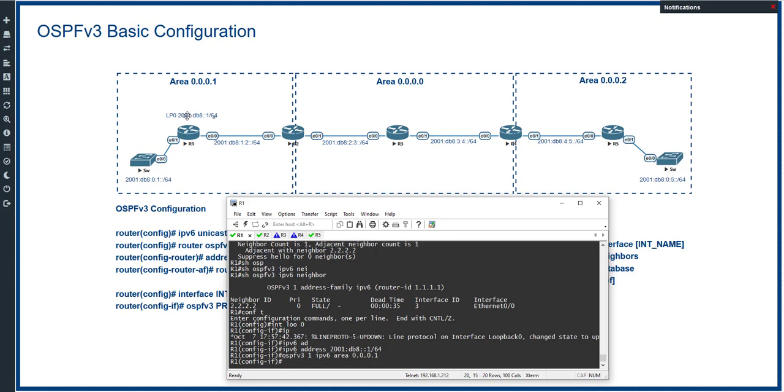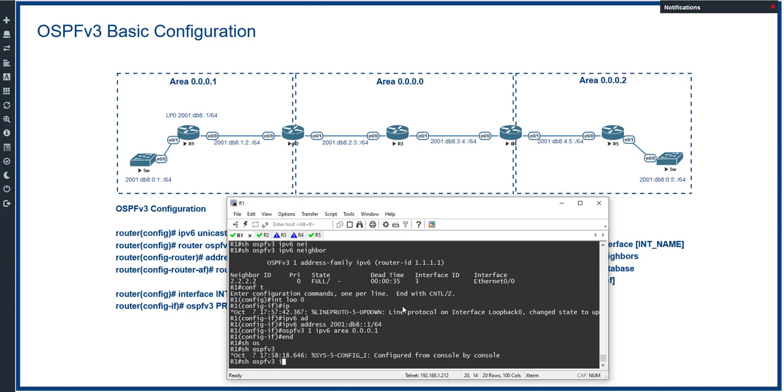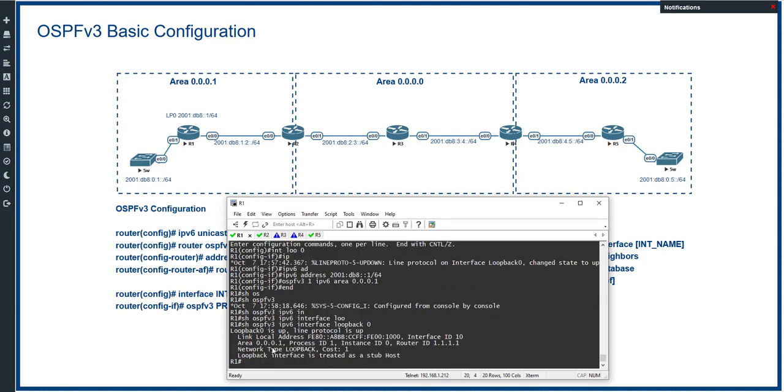You know that when we are advertising the loopback in IPv4, in OSPF version 2, we advertise the loopback as a /32 because of its network type. In IPv6, we are advertising the loopback with a prefix length of 128. Let me show you the loopback network type. Show OSPFv3 IPv6 interface loopback 0. Here we have the network type of loopback.